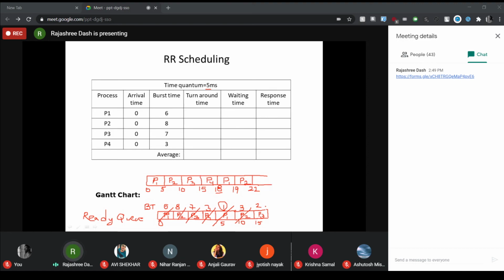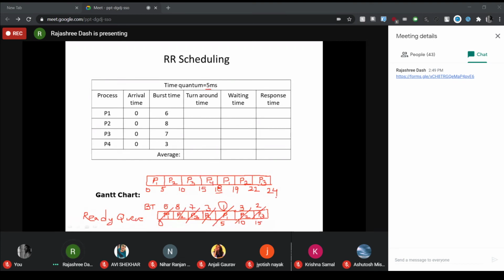And after P2 has completed its execution, P3 will be allocated to the CPU. For P3, the remaining burst time is 2. So it also continues up to 22 plus 2, that is 24.